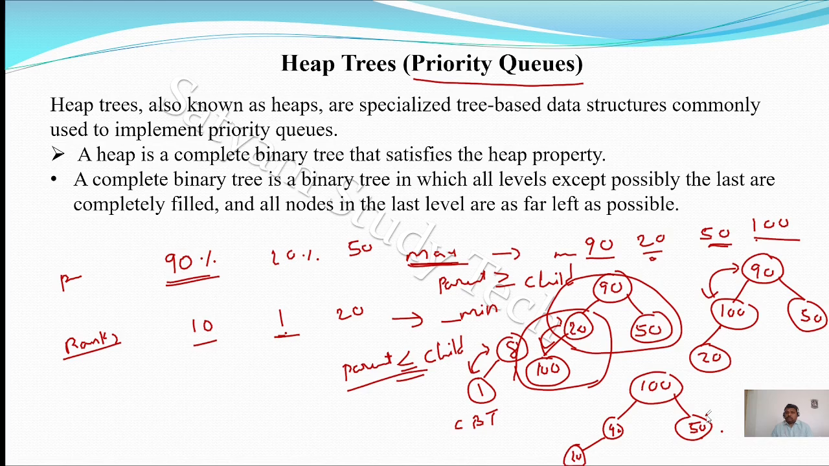So now is it a complete binary tree? This level is filled, this level is not filled, but the nodes are added left to right, so it is a complete binary tree and also satisfies the max-heap property, right? So here the parent is the maximum when compared to its children. Here also the parent is the maximum when compared to its children. So this is the max-heap property.